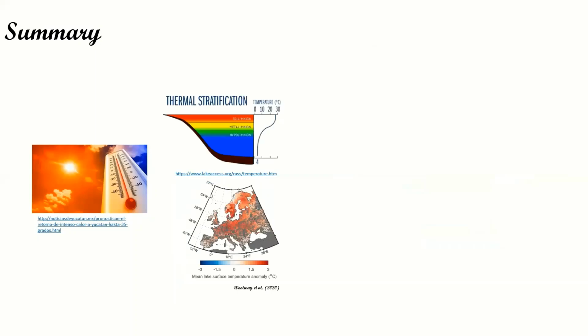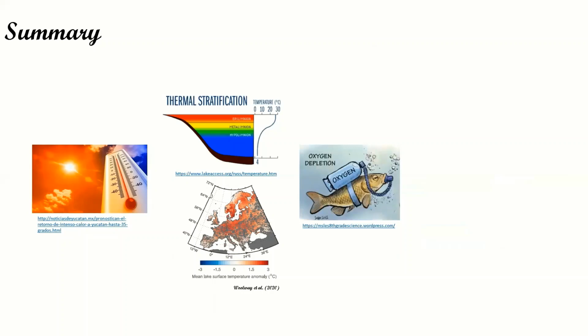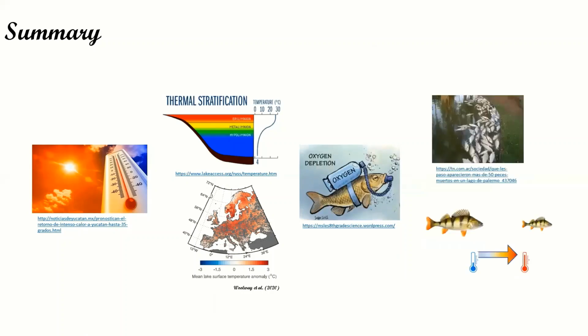Summarizing, as the climate warms, lakes are warming and changing their stratification, oxygen is depleted, and this has implications for fish. Scientists are studying more the impact of climate change on lakes.